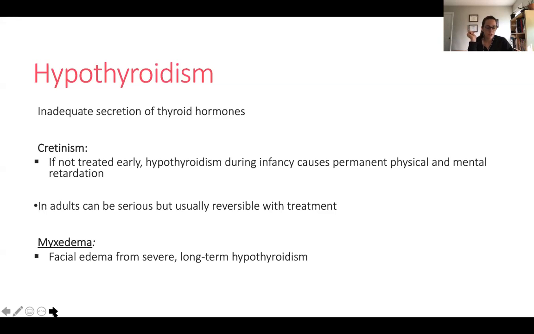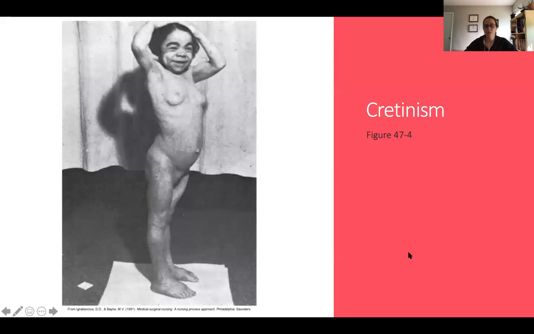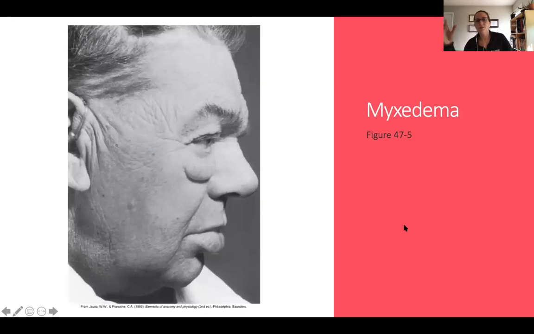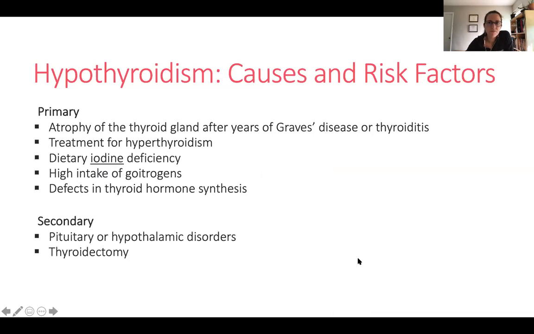Myxedema is a term that is used to define hypothyroidism, and that is because of the facial edema from severe, long-term hypothyroidism. Not all patients will have myxedema, but you might hear that term thrown around, and that is referring to hypothyroidism. So here is a picture of an individual that had hypothyroidism in infancy while they're still growing. And this is a picture of myxedema. So that swelling in the face, especially around the eyes, is characteristic of when it happens in adulthood.